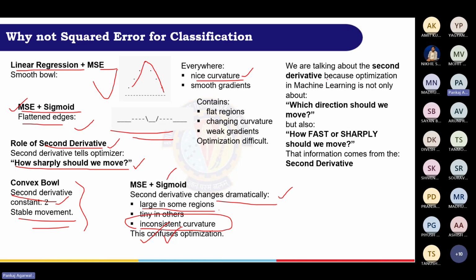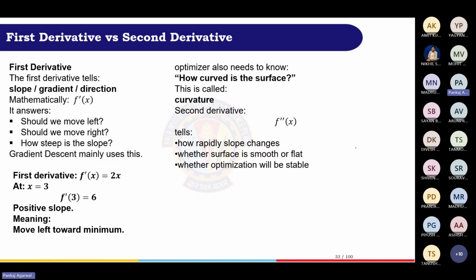And why are we talking of the second derivative? I've just given you a thought process. Why? Because which direction to move is not enough. I also need to understand how fast or sharply we should move, and that is only given by the second derivative. Obviously you might get confused about why we're talking of the second derivative.